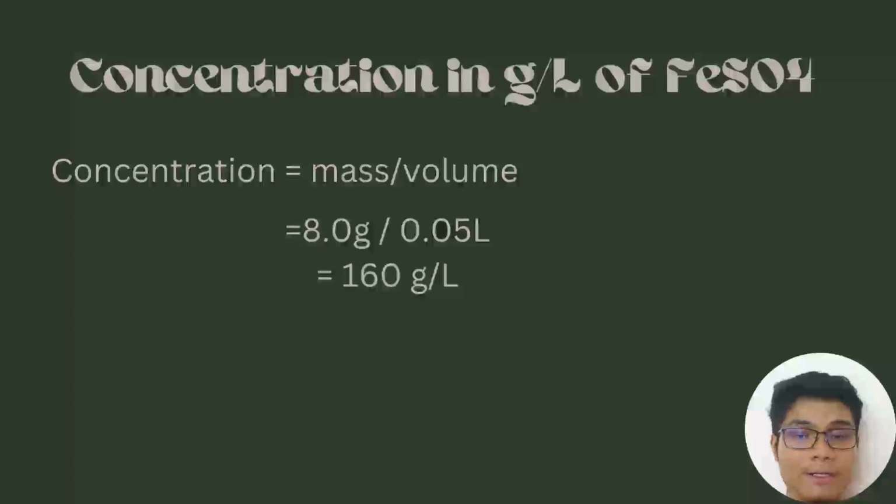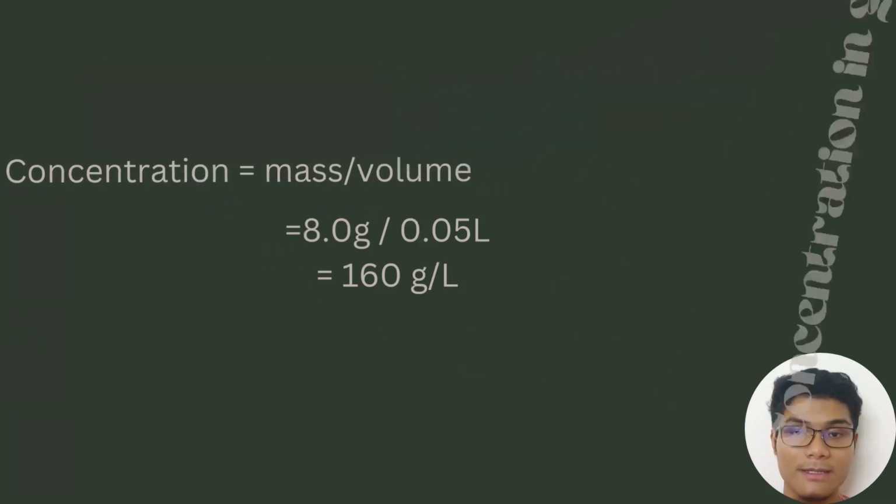To find the concentration of the FeSO4 solution, we just divide the mass by the volume in liters. If we divide 8 by 0.05 liter, we get 160 grams per liter.